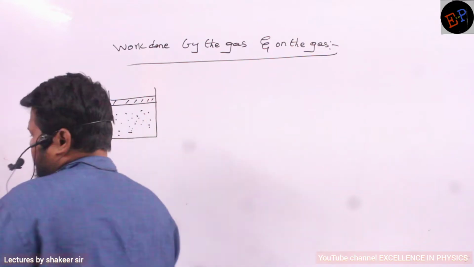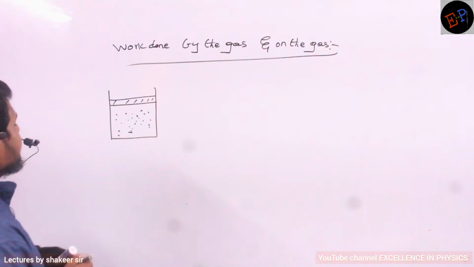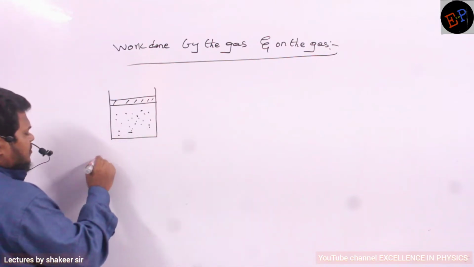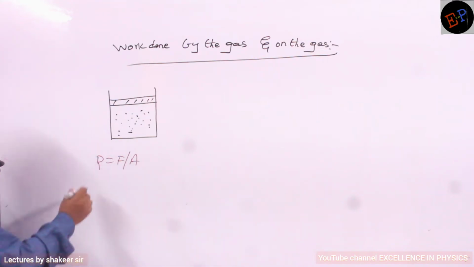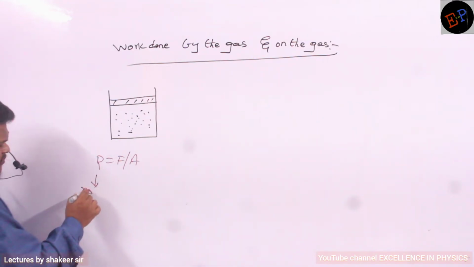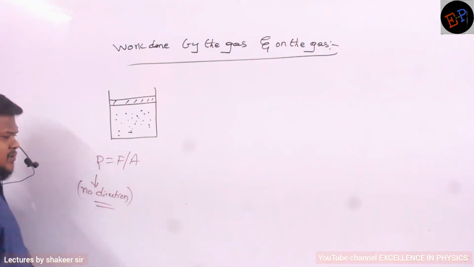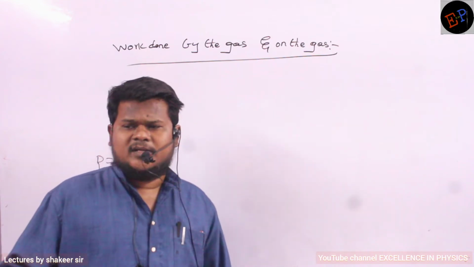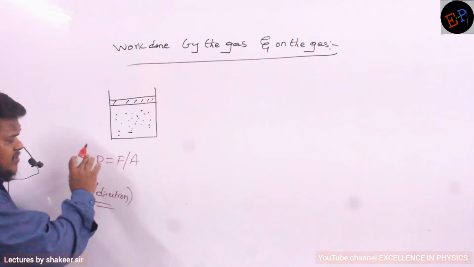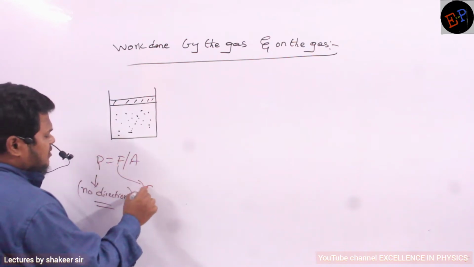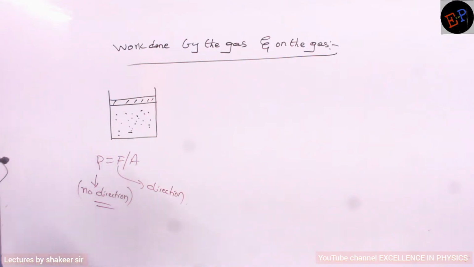Are you able to understand? So because of the pressure inside this gas, what is happening? We know that pressure is equal to force per unit area. Pressure does not have any direction. Pressure's direction is not considered, because pressure is applied on every side, so you cannot take a particular direction for pressure. But force always has a direction, because force is a vector quantity and pressure is a scalar quantity. Are you able to understand?